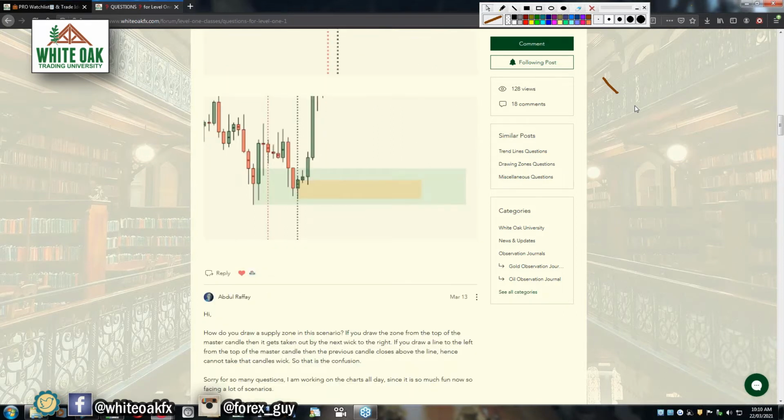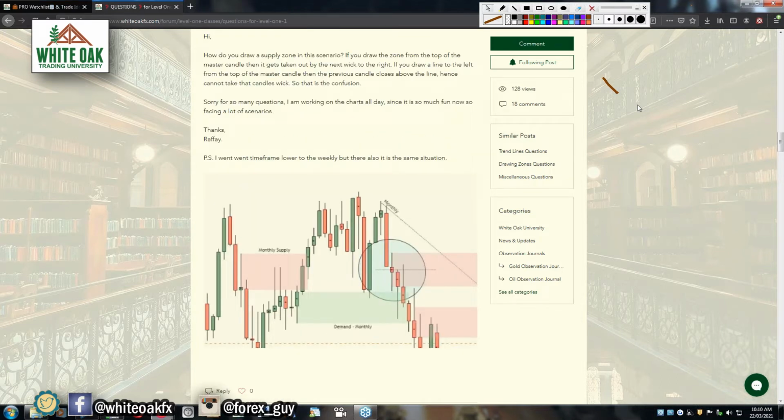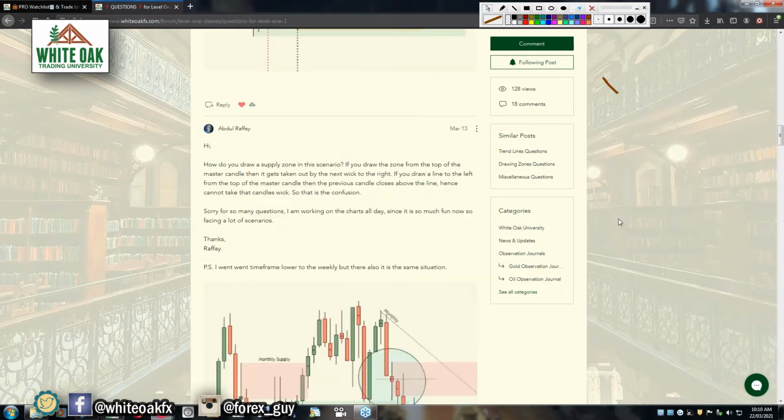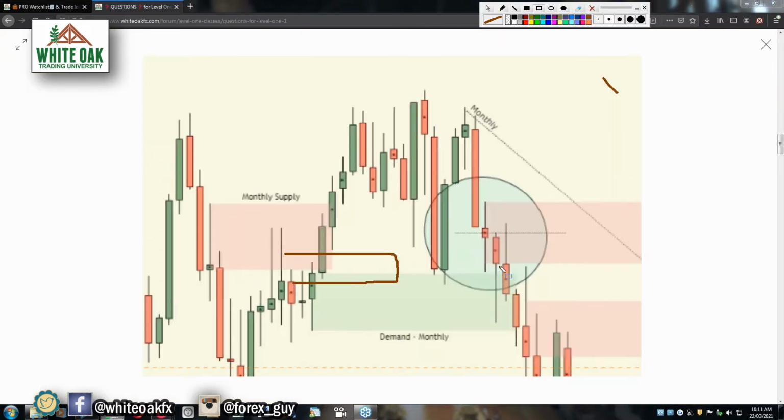How do you draw a supply zone in this scenario? If you draw the zone from the top of the master candle, so in this scenario, okay, so let me just show you. Saying that this was demand. It's a very tricky one. I think there's a good argument to be had that. Let me see, drop. Yeah, it would be this way. That would be something like that.